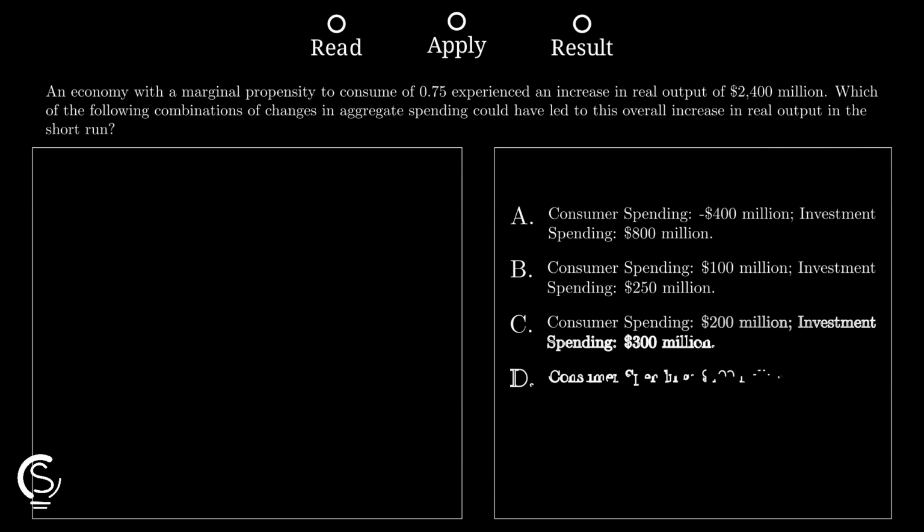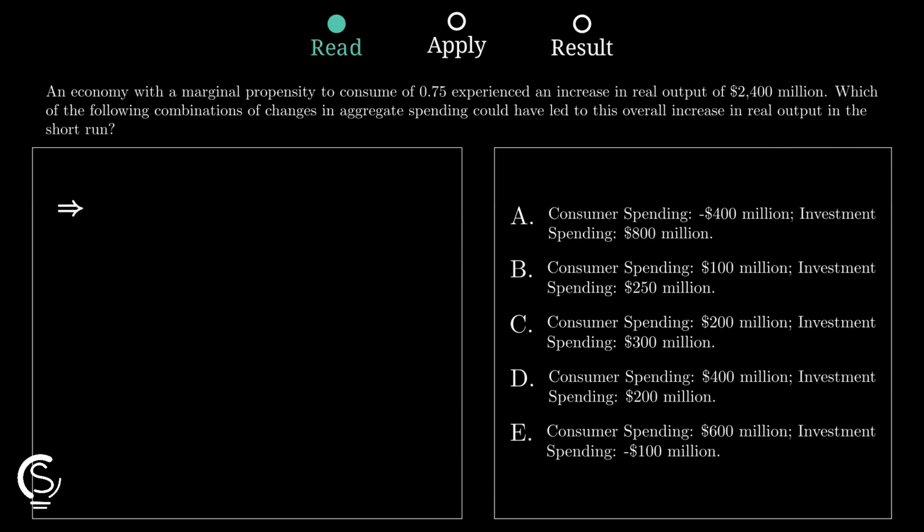First, we need the spending multiplier. Since the marginal propensity to consume is 0.75, we calculate 1 divided by 1 minus 0.75, which equals 4.